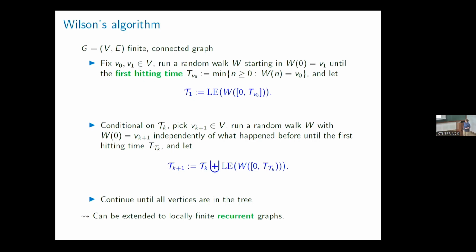That means, conditioned that you have already created k branches, you pick a vertex V_{k+1} and run the random walk, starting in that vertex independently of everything which happened before, until it hits the tree which you have created so far. It's a finite graph. If you choose your vertices cleverly, then at some point you have chosen all of the vertices. You stop if all of the vertices are included in the tree.